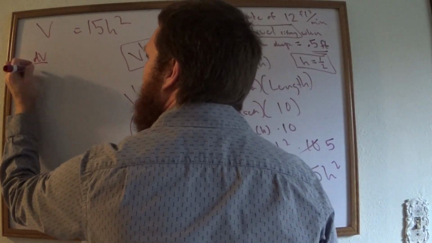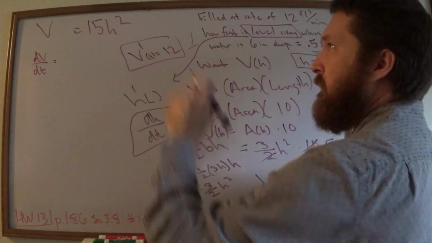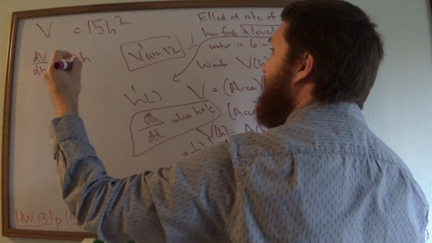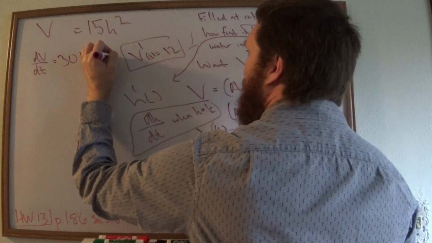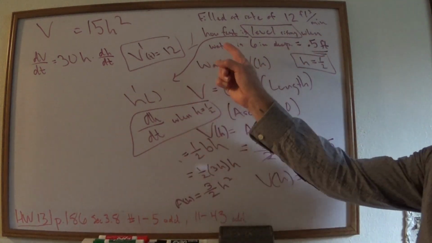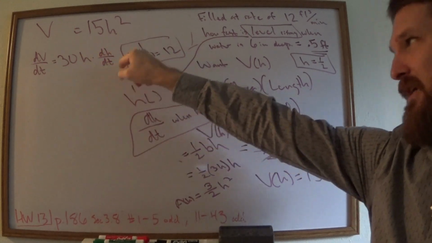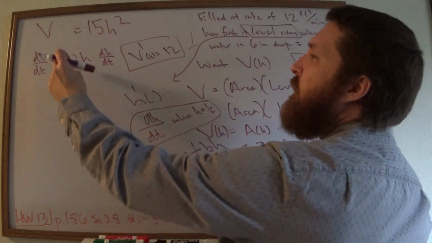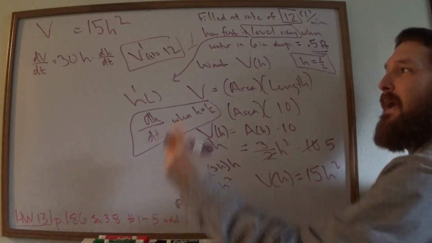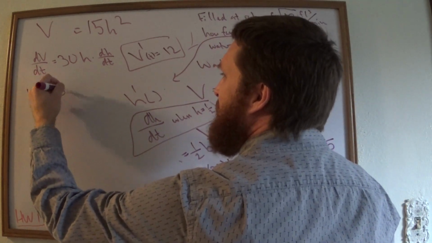We get dV/dt equals what? 15 times 2, 30h times h prime, dh/dt. And now solve for h prime. It's not h that we want, it's h prime. And so, well, first off, dV/dt it told us is 12, right? At that time. I'm really mixing up notation here, which is bad.